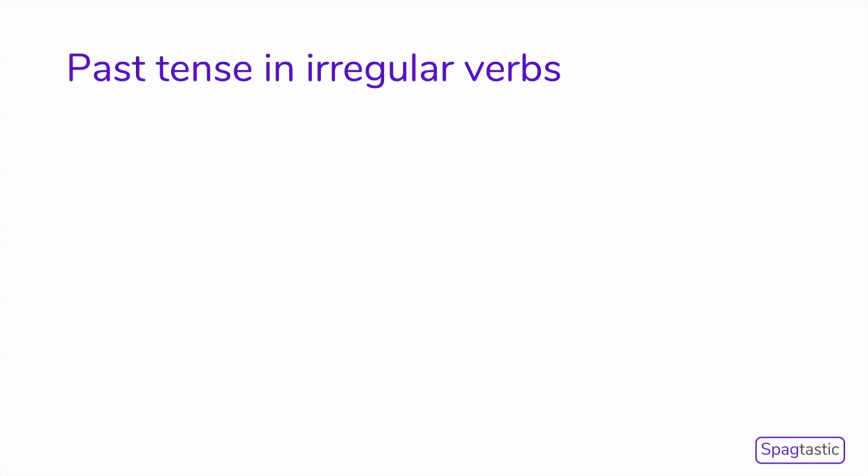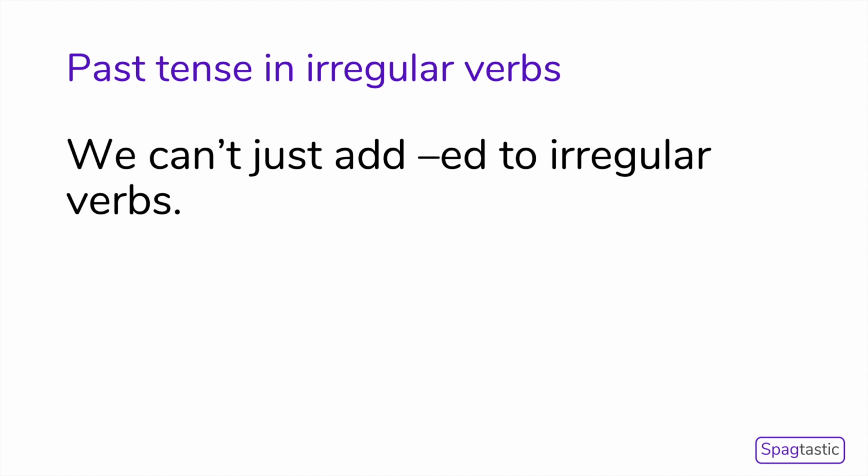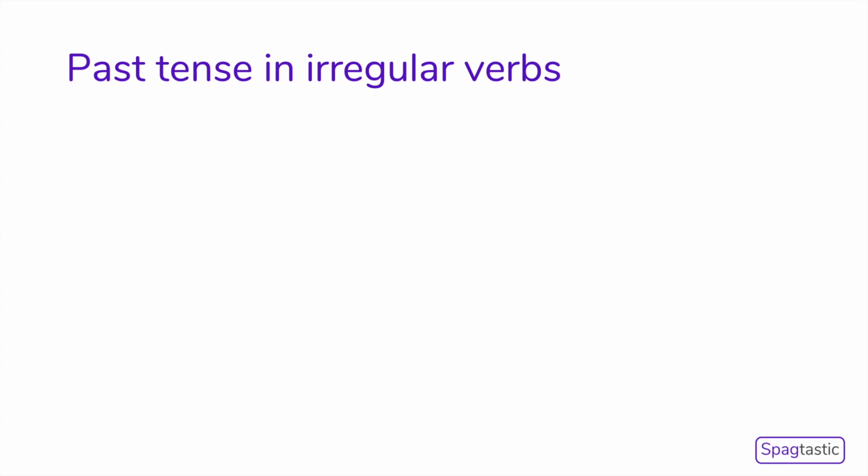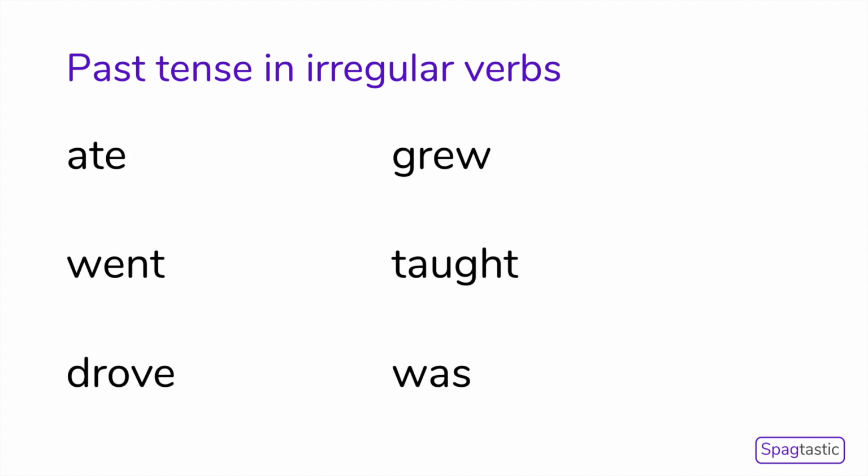If a verb is an irregular verb, it doesn't follow the rule of adding the suffix "ed". To change an irregular verb into the past tense, the whole word changes. For example, buy changes to bought and swim changes to swam. There are lots of irregular verbs and we need to know what these are and how to spell them. Here are some more examples of irregular past tense verbs: ate, went, drove, grew, taught and was.